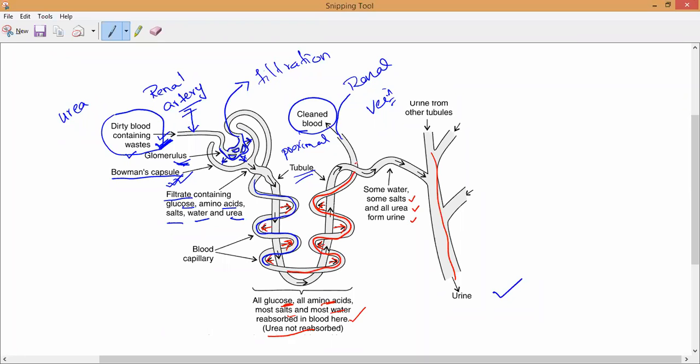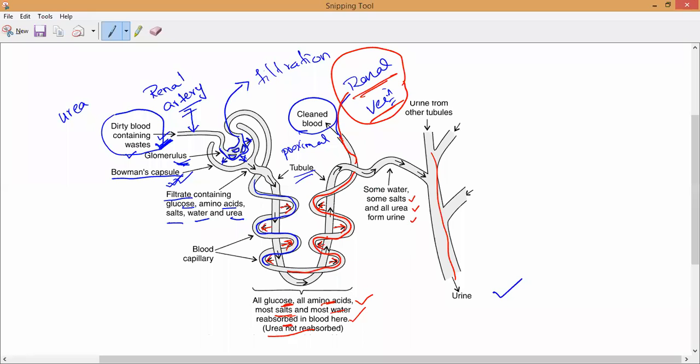They are coiled, so continuously they will absorb at every stage, and all the glucose, most of the water, all the amino acids and most salts will be reabsorbed by these blood capillaries and supplied back into the body, and these blood capillaries are connected to the vein called what? What is that vein called? Renal vein. Understand, all of you?